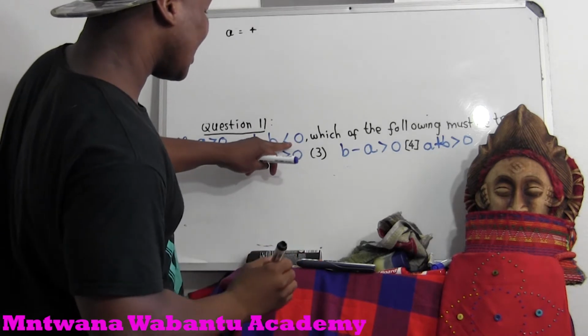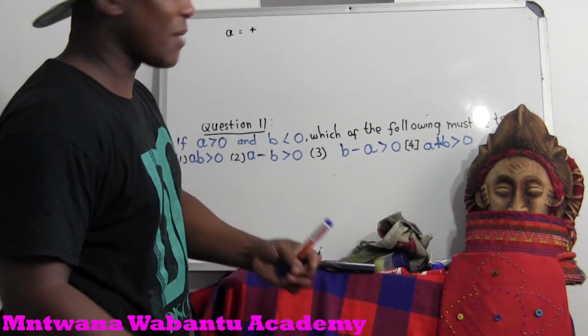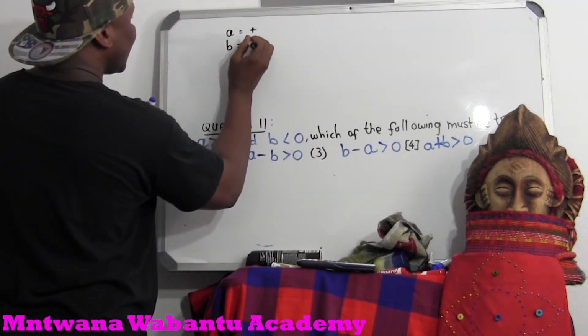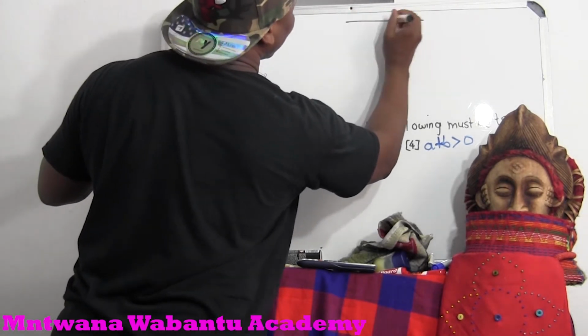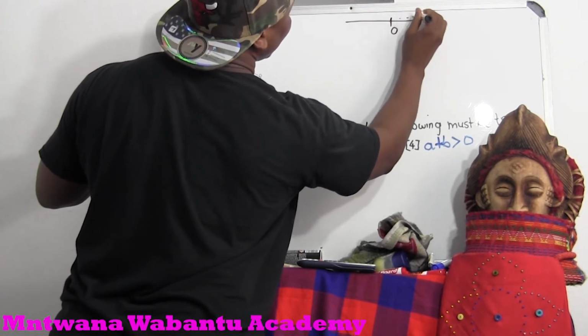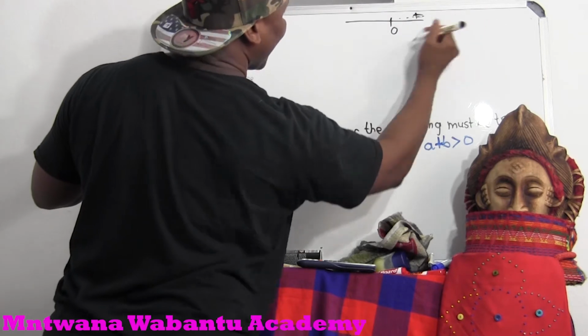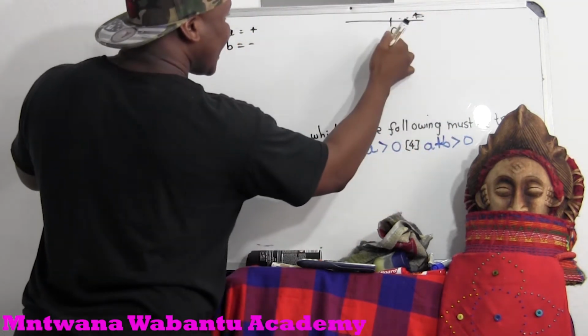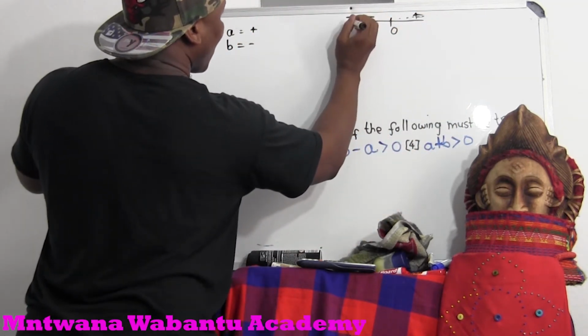And B is less than 0. Anything less than 0 means it's a negative number. So B is negative. How did you know? From the number line. I mean, look, this is 0. So anything greater than 0 is a positive number, like 1, 2, 3, 5. Anything less than 0 means a negative number. It could be negative 1, negative 2, whatever.